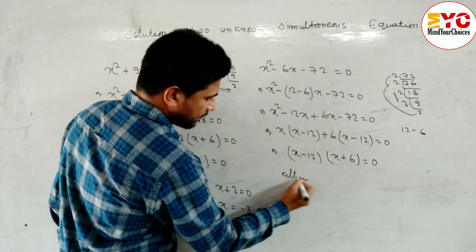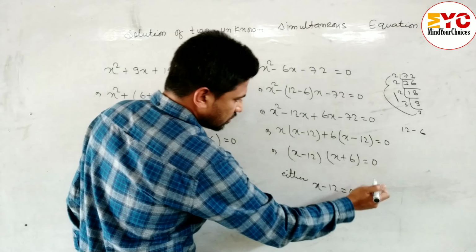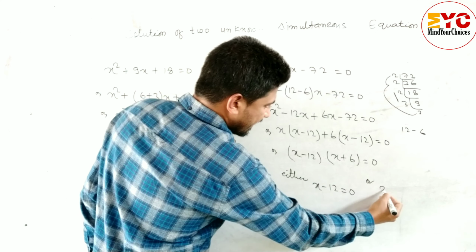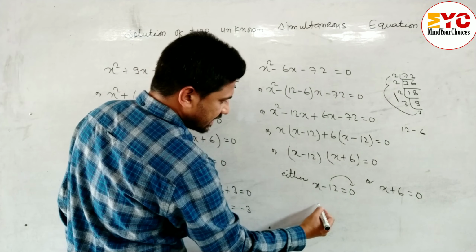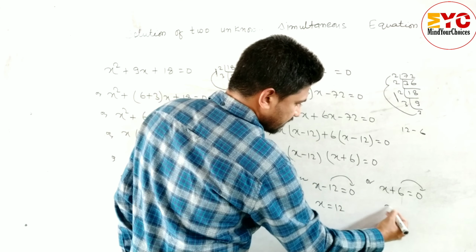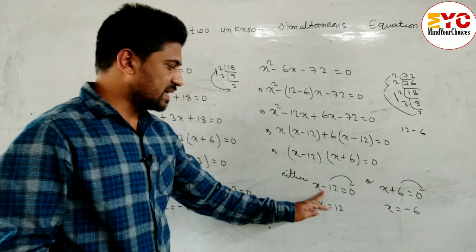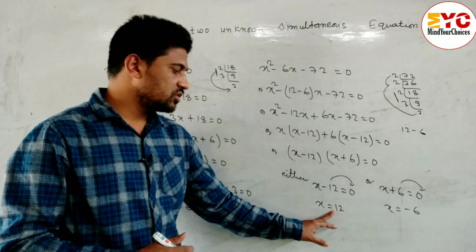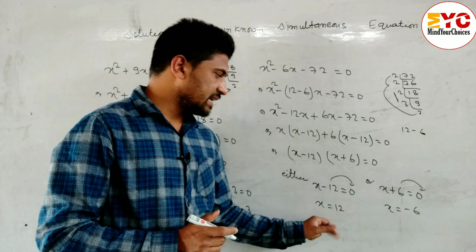Either x minus 12 is equal to 0, or x plus 6 is equal to 0. When you take this 12 to the right side, we have to write x is equal to 12, and when you take the 6 to the right side, we have to write x is equal to minus 6. If here is plus 6, we have to write minus, and here is minus 12, so we have to write 12. We have to change the sign. So the answer is minus 6 and 12.